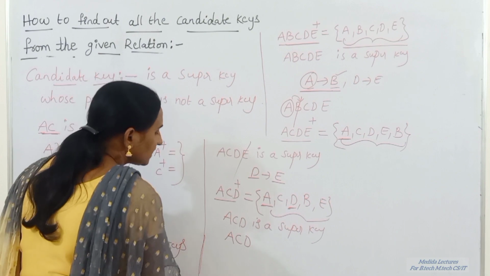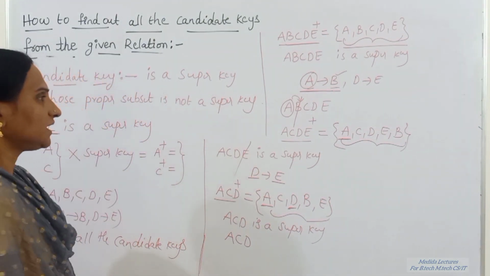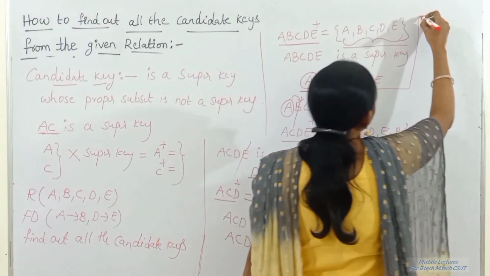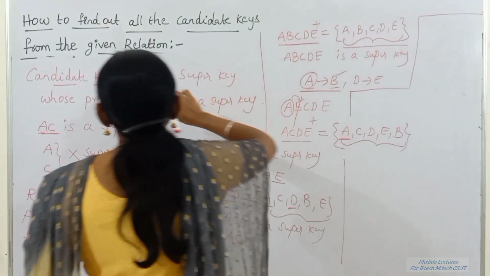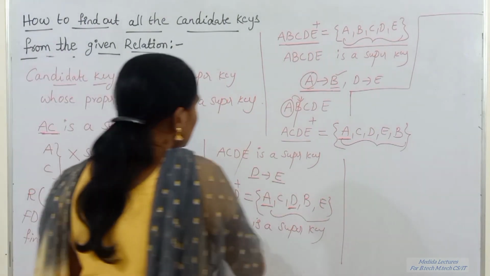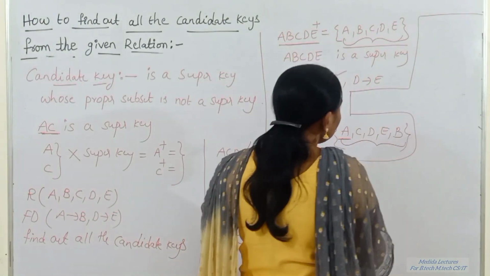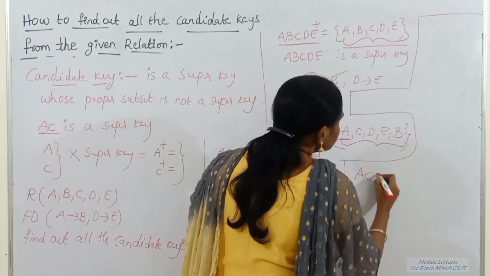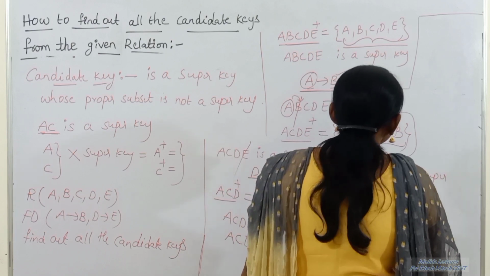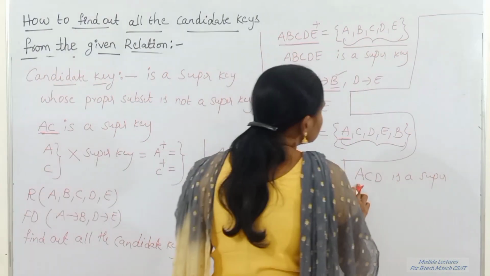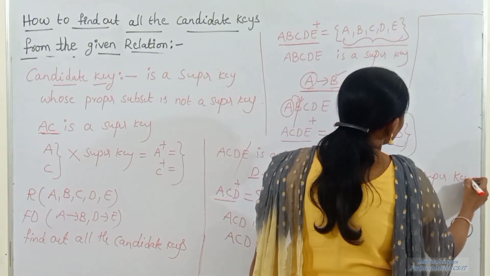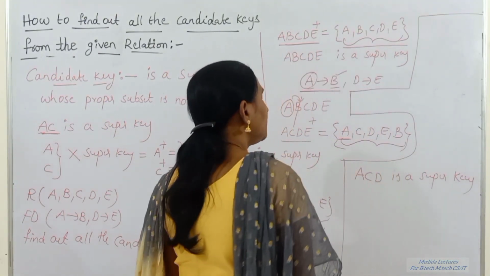Now check whether it is a candidate key or not. How do we check that? What is a candidate key? A candidate key is a super key whose proper subset is not a super key. Here, ACD is a super key. But for it to be a candidate key, its proper subsets should not be super keys. Then only ACD would be a candidate key.